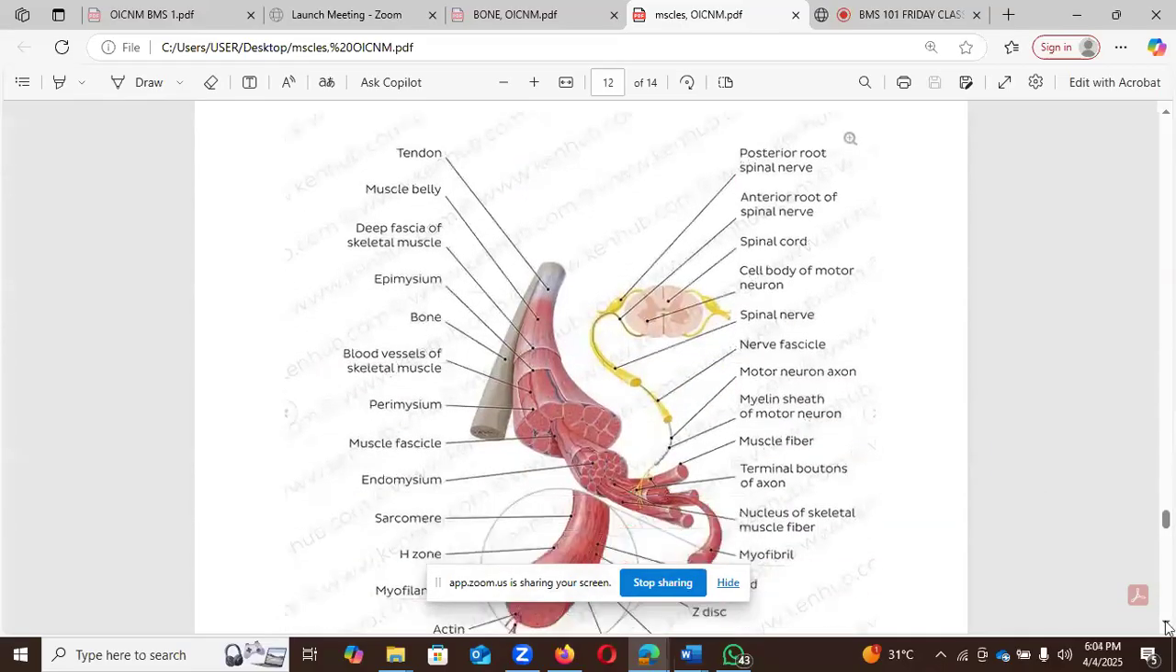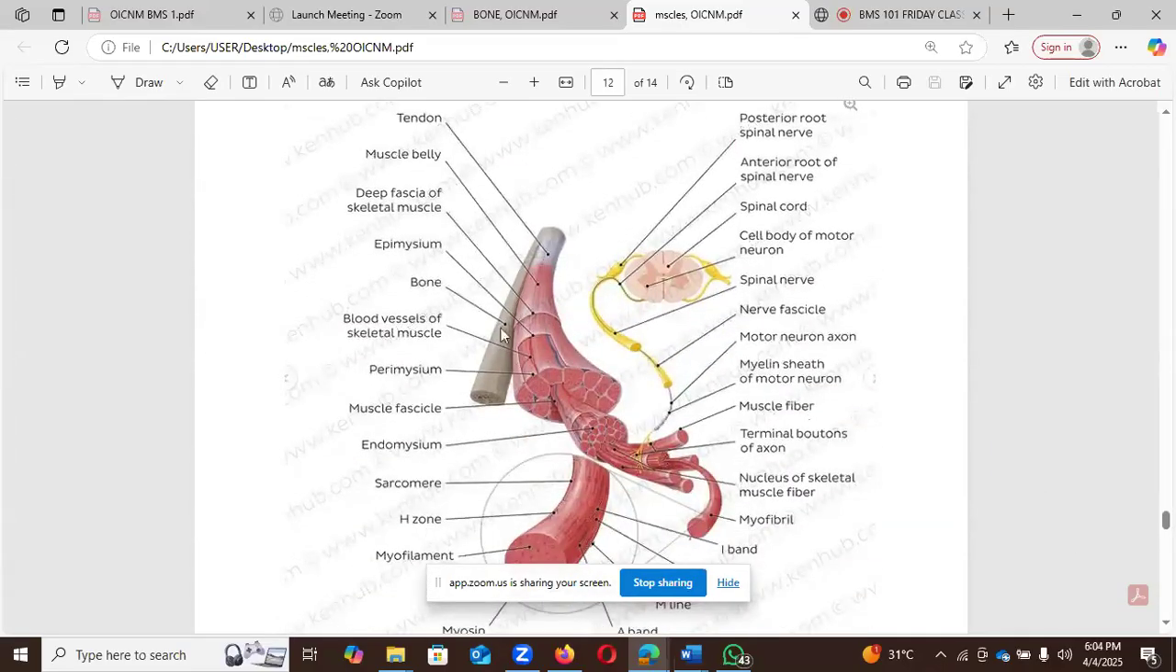So look at a muscle. This is a bone and it's attached to muscle by tendon. This is the epimysium, the outer covering. This is the perimysium that covers all the bundles, and this is the endomysium that covers only the muscle fiber. This is the muscle fiber. A muscle fiber is also a myofibril.